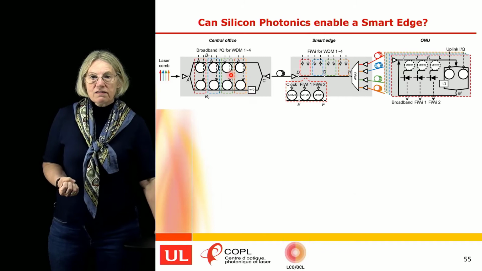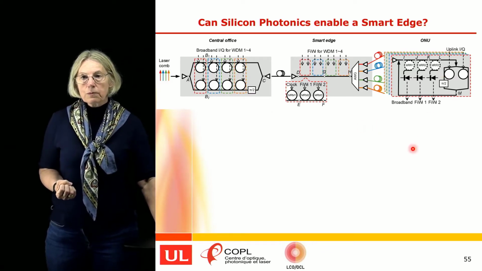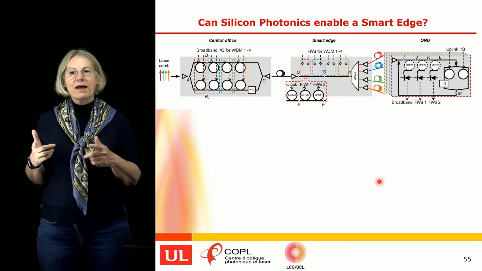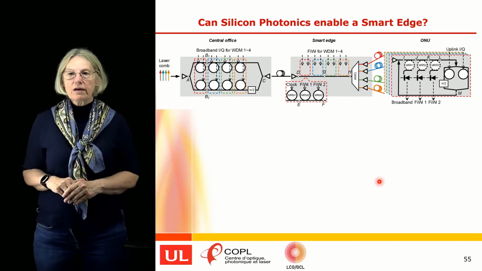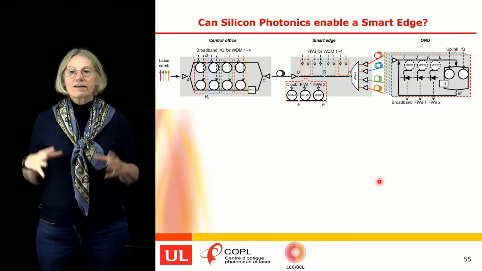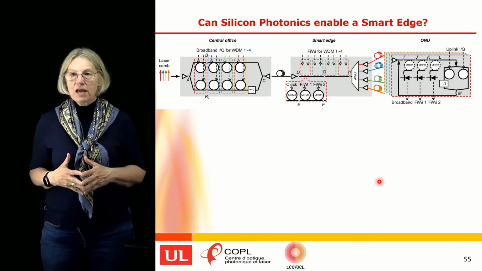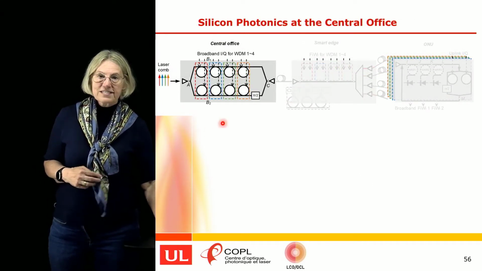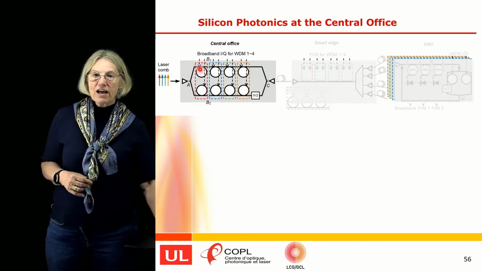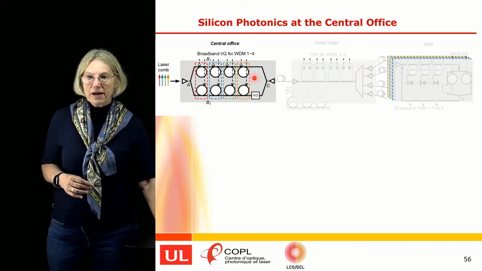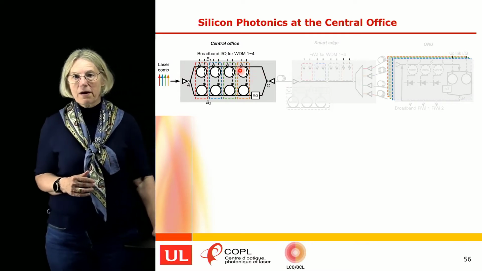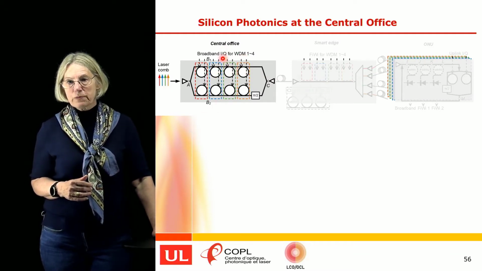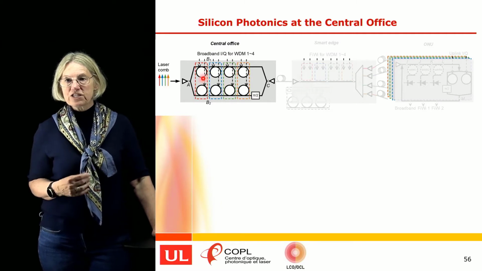So here are the three different subsystems that we're proposing in silicon photonics, and I'm going to take them one at a time and step you through how microring resonators, microring modulators can be used in this context. So let's start first with the central office. And in the central office here, you can see we have a cascade of microring resonators, and in this case in a Mach-Zehnder MZI architecture, and that's because we're going to be doing complex modulation I and Q.